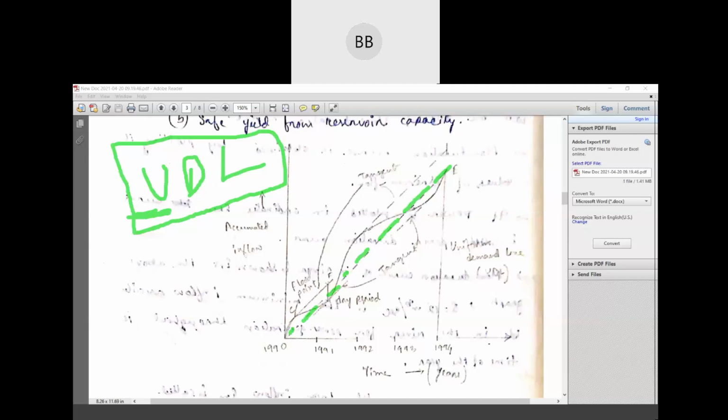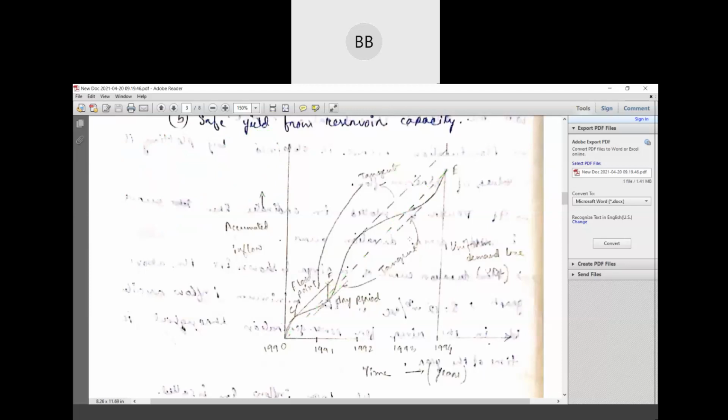So if you have that line, then you have to draw the tangent parallel to this line. At the flood point, you draw one tangent which should be parallel to your UDL, and if you draw a tangent at the dry point, that should also be parallel to your UDL.